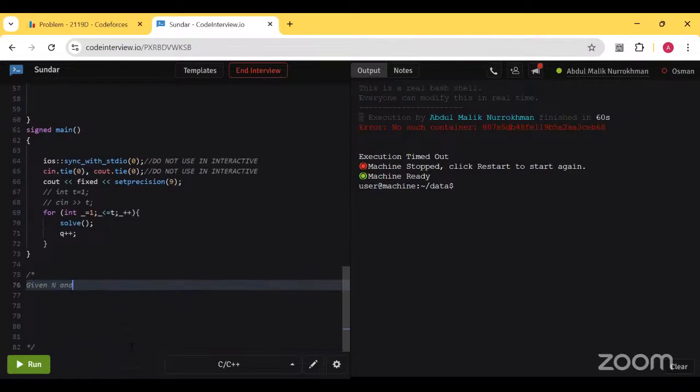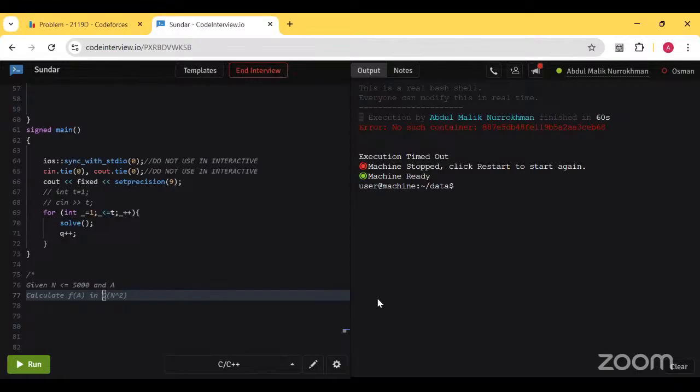Given n and a, calculate f(a). Okay, I think O(n squared) is acceptable if n is up to 5,000. Okay, as an array, as an idea.